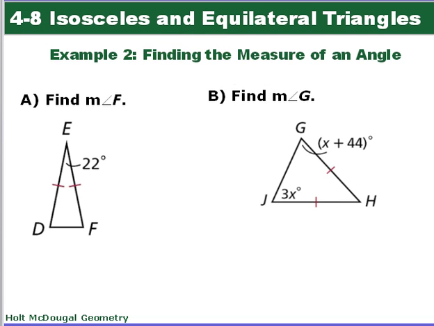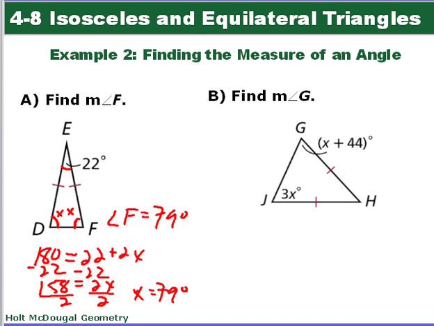All right, a couple more examples using those theorems. Find angle F, which is this angle. So what do we know? We know the two sides are congruent, meaning that these two angles have to be congruent. We're going to use that fact and the fact that we know this is 22 degrees to find the solution.